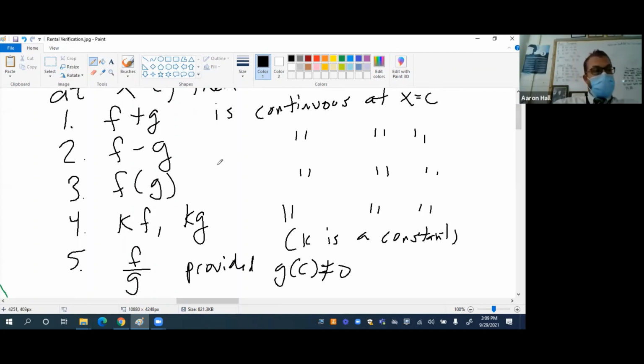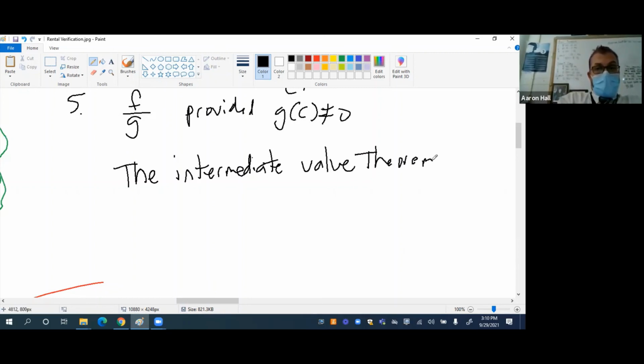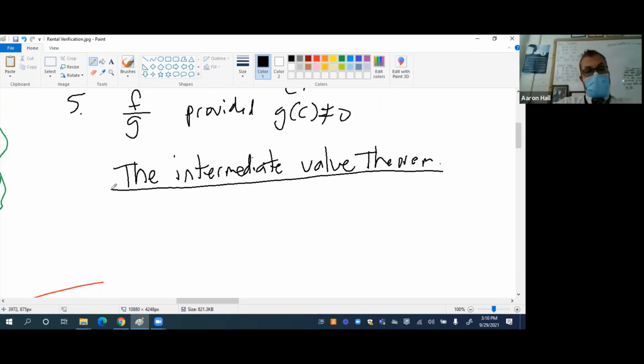All right, the last one is the intermediate value theorem. Intermediate value theorem in a nutshell: if I have some point B and some point A that are connected without picking up your pen, so they are continuous, then all of the x values between B and A are included, and all of the y values are also included.